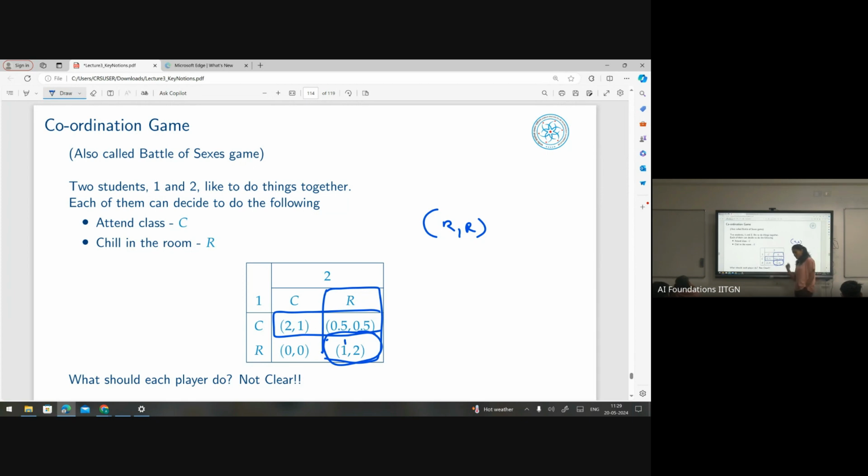But a dominant strategy is telling me no matter what the other agent is playing, I should play R. So if the other agent plays C, I cannot play R, right? So that is why it is not dominant. It is not dominant because a dominant strategy gives me better utility no matter what the other agent does.